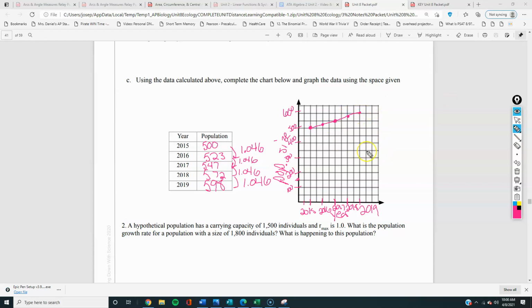There you go. There's my graph. That's probably worth 4 points right there on the AP test out of 10. That's huge for the program. All right. Keep moving forward, I reckon.